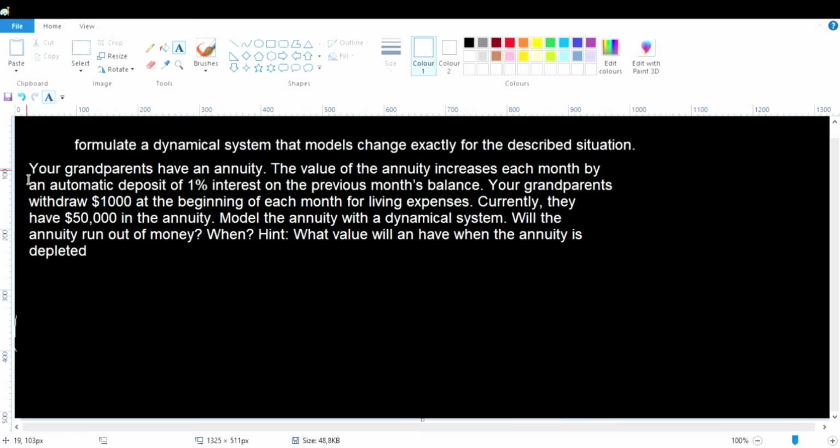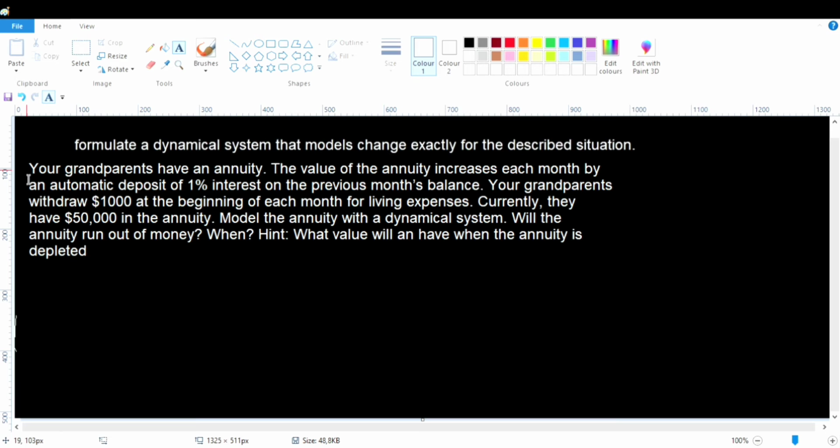Your grandparents have an annuity. The value of the annuity increases each month by an automatic deposit of 1% interest on the previous month's balance. Your grandparents withdraw $1,000 at the beginning of each month for living expenses. Currently, they have $50,000 in the annuity. Model the annuity with a dynamical system.